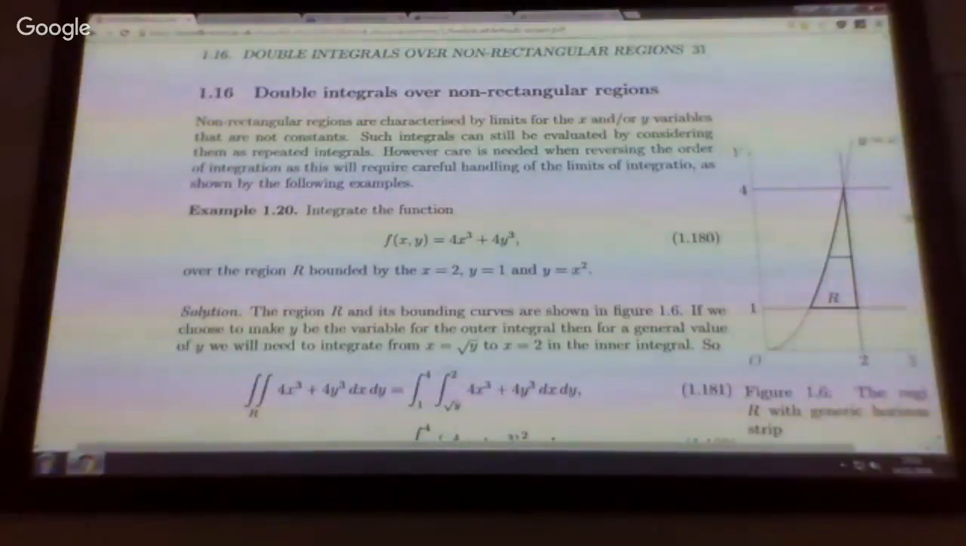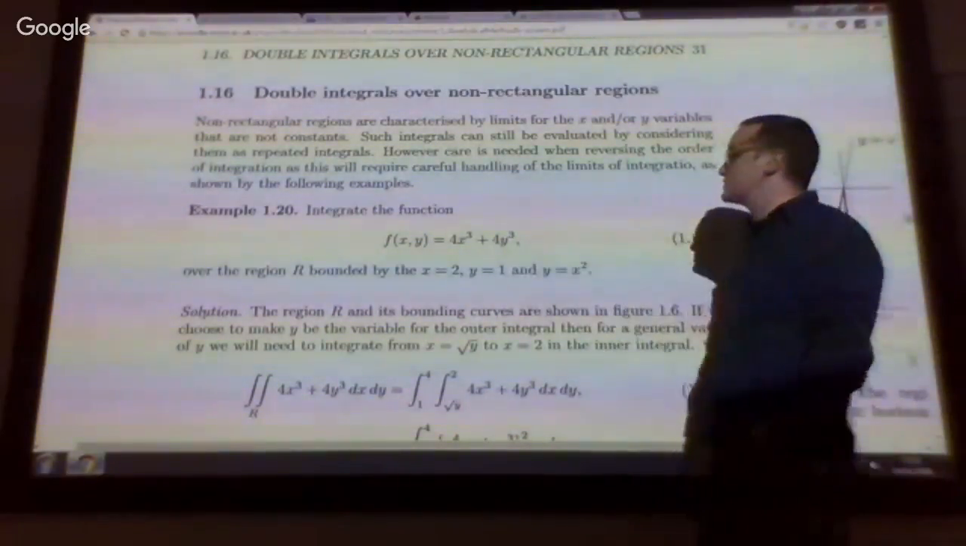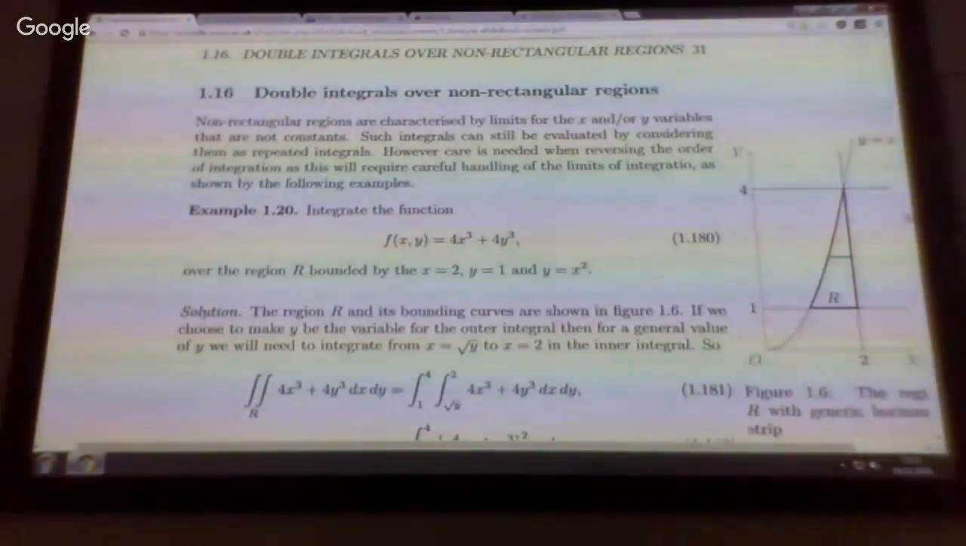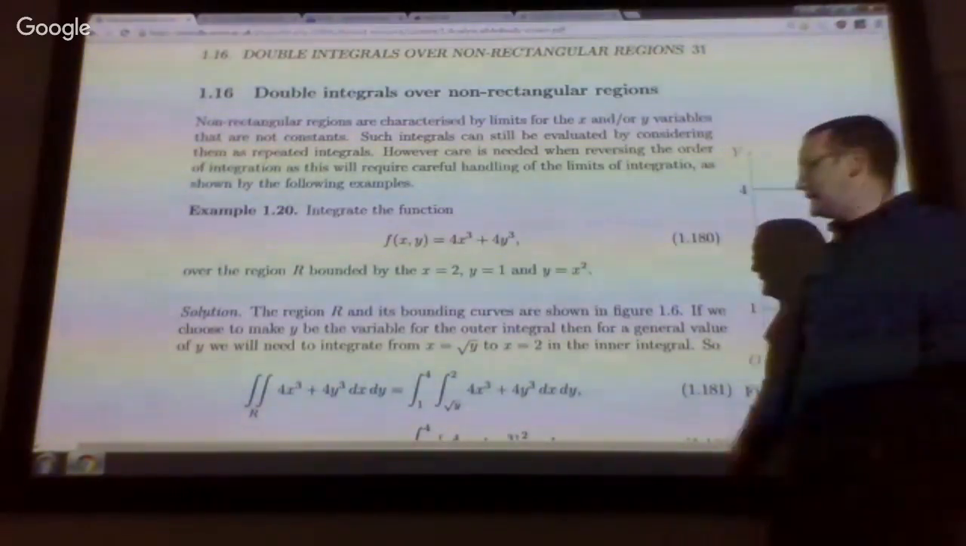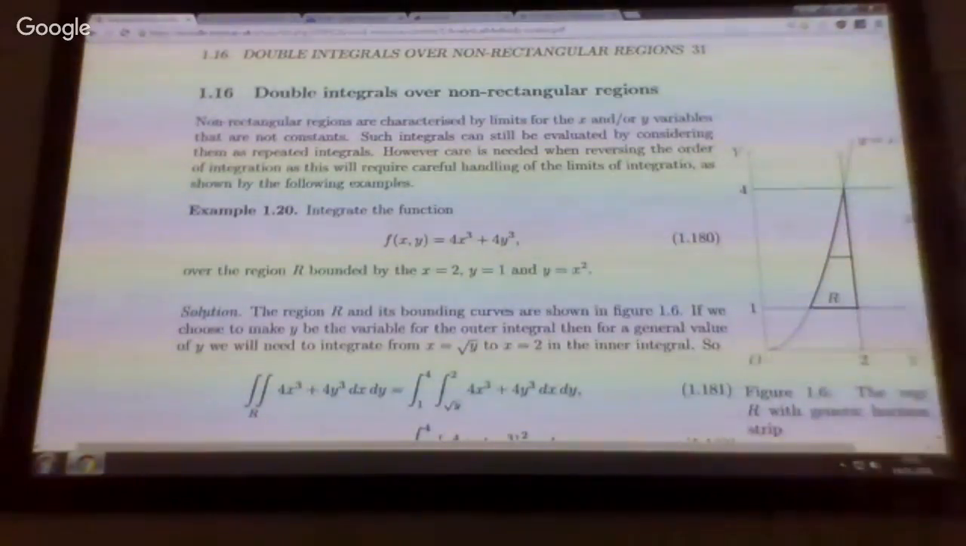Let's look at integrating this function here, f of xy, which is 4x cubed plus 4y cubed, over the region R in the xy plane, and we're given some boundary information for it. We're given 3 boundary curves for the region. x equals 2, y equals 1, so those are straight lines parallel to the y and x axes, and the curve y equals x squared. So when you plot those 3 curves in the xy plane, which is what's shown over here, we've got the curve x equals 2, which is that vertical straight line. We've got the curve y equals 1, which is this horizontal line. And we've got the curve y equals x squared.